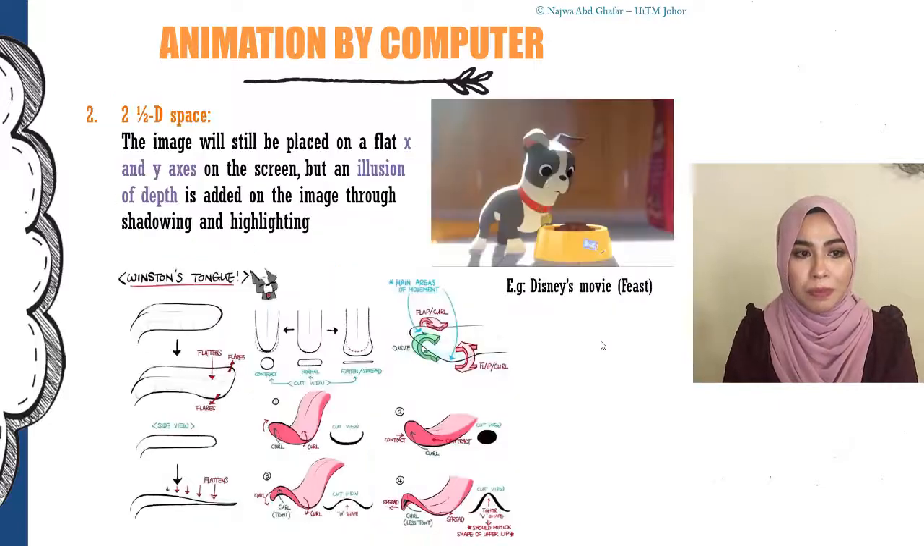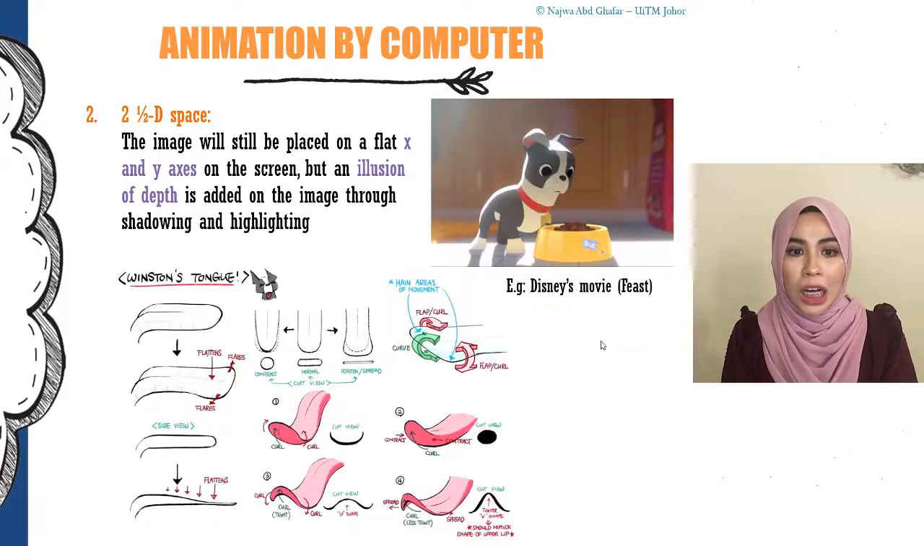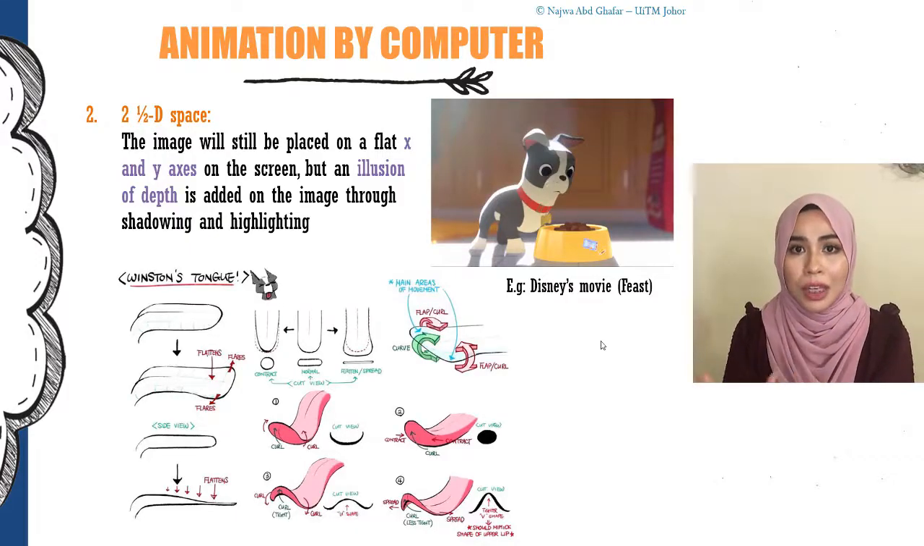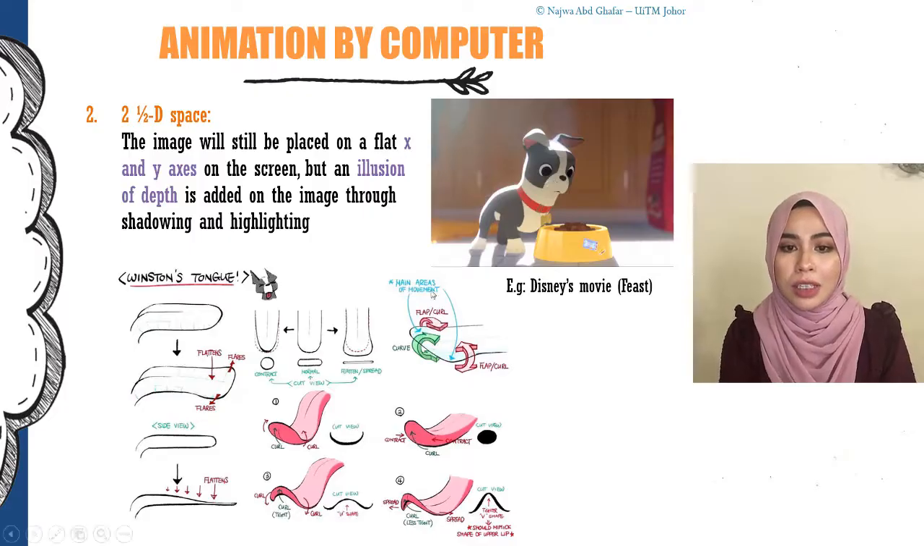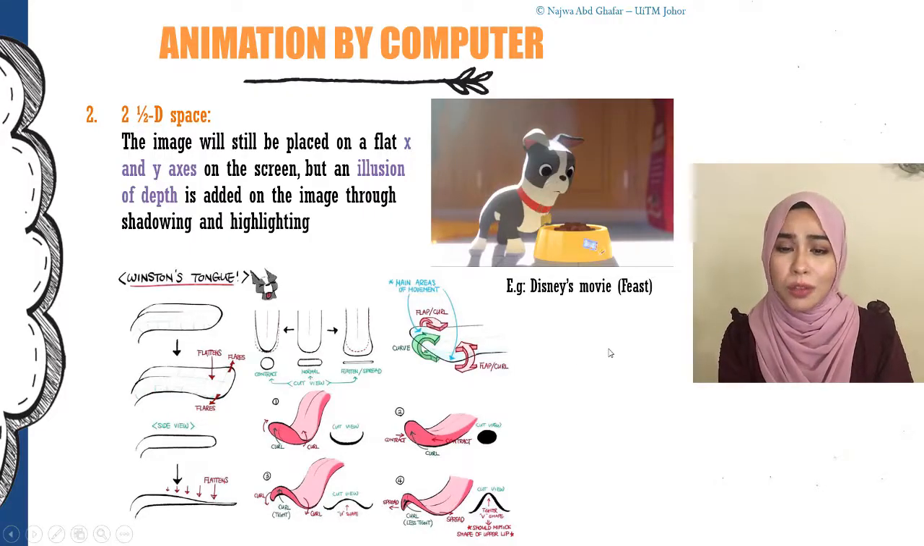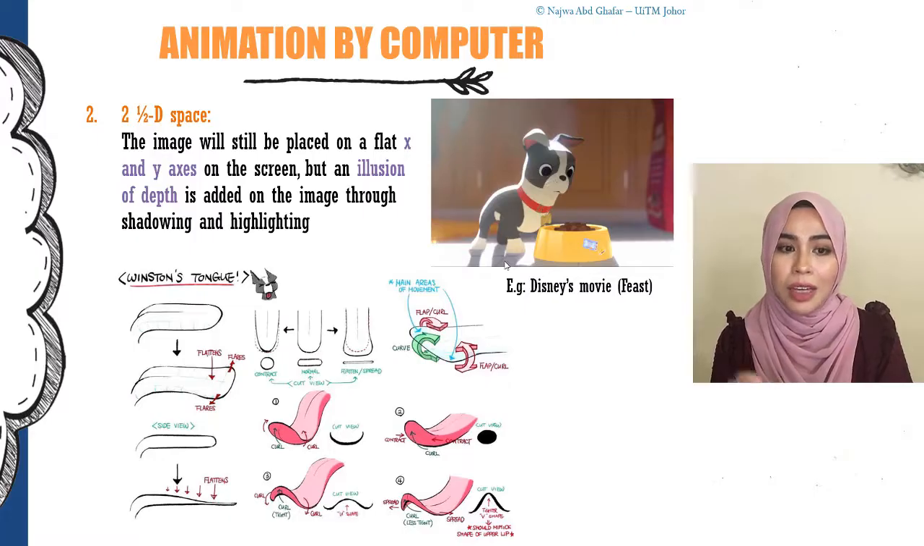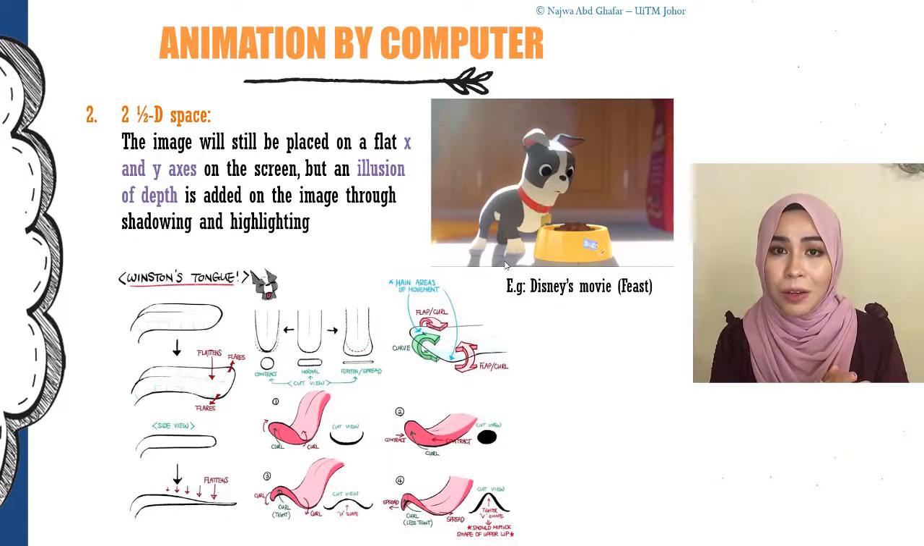All right, so what's a 2.5D space? 2.5D animation is not a 3D animation. If you take a look at this example right here, this is a movie called Feast. It looks as if it is 3D, right? But actually it is not. In fact, 2.5D animation is actually flat. It is kind of like a 2D animation.